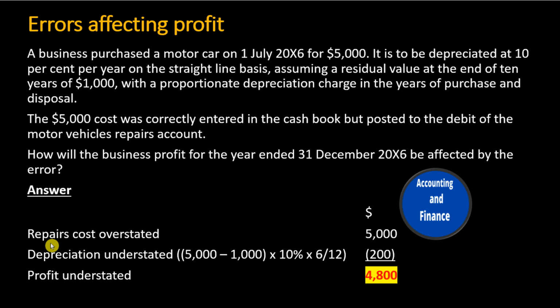Answer. Repairs cost overstated, $5,000. Depreciation understated, ($5,000 minus $1,000) times 10% times 6/12, which is $200. Profit understated, $4,800.